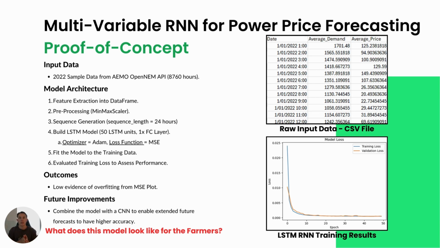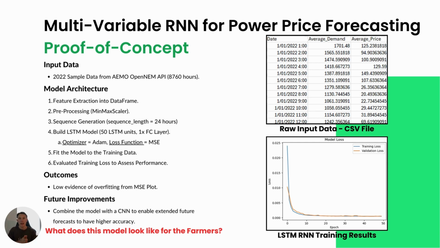Now, I used this input data to build a pretty standard long short-term memory model. The steps I followed were to extract my features into a data frame, pre-process this with a min-max scaler, generate my sequence, which I used a length of 24 hours, build my long short-term memory model using 50 LSTM units and one fully connected layer, compile this model using an Adam optimizer and the mean squared error loss function, fit the model to my training data, and then evaluate my losses to assess performance.